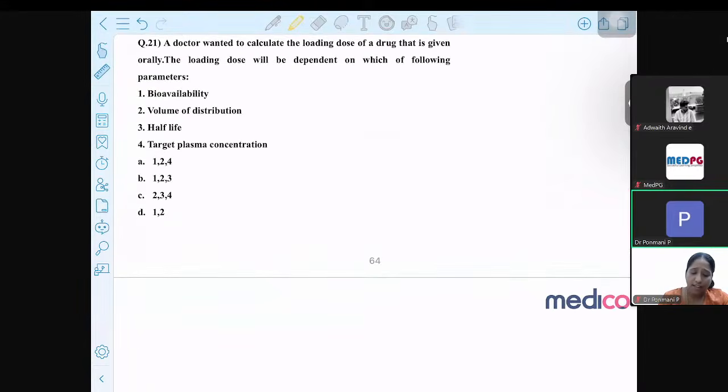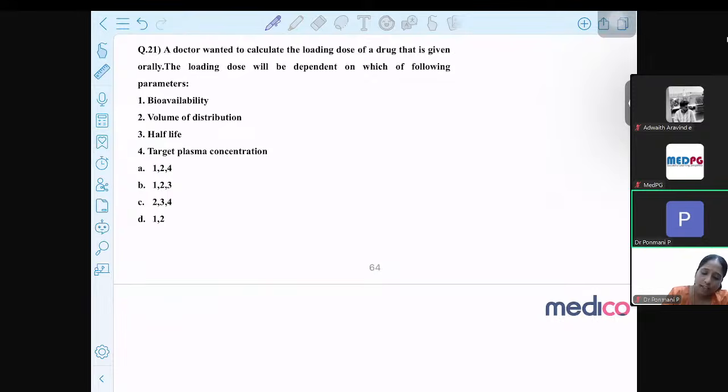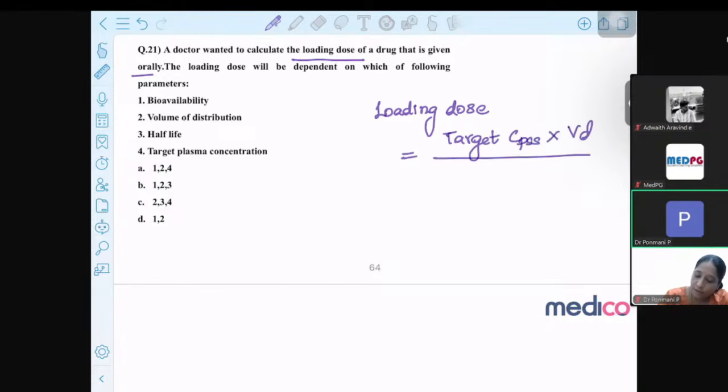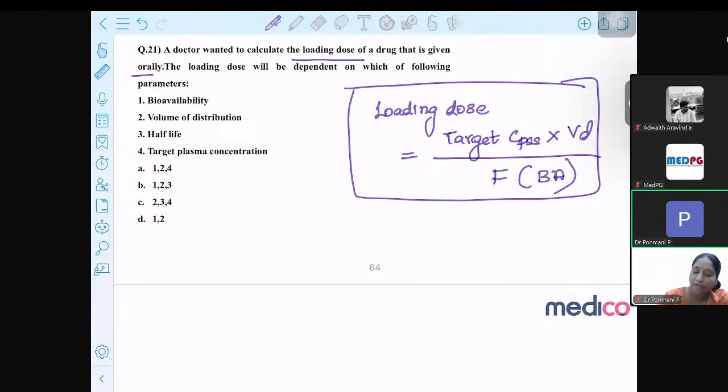Now, moving into the next. A doctor wants to calculate the loading dose of a drug that is given orally. The loading dose will be dependent upon which of the following parameters. So what is the formula for calculating the loading dose? Loading dose is equal to target plasma concentration into volume of distribution divided by F, which is bioavailability. This is the formula for loading dose.